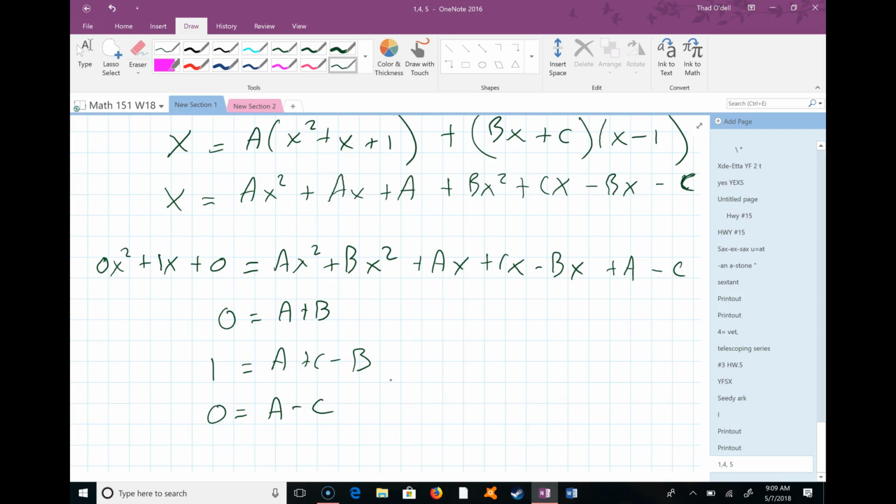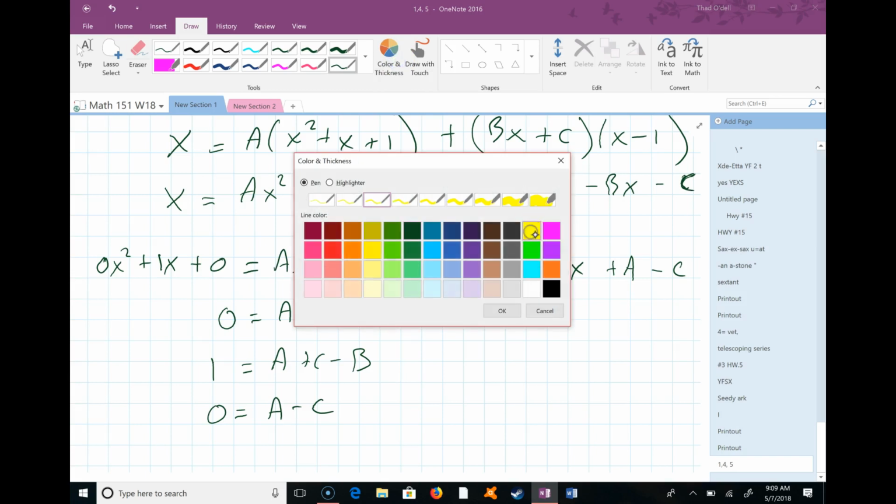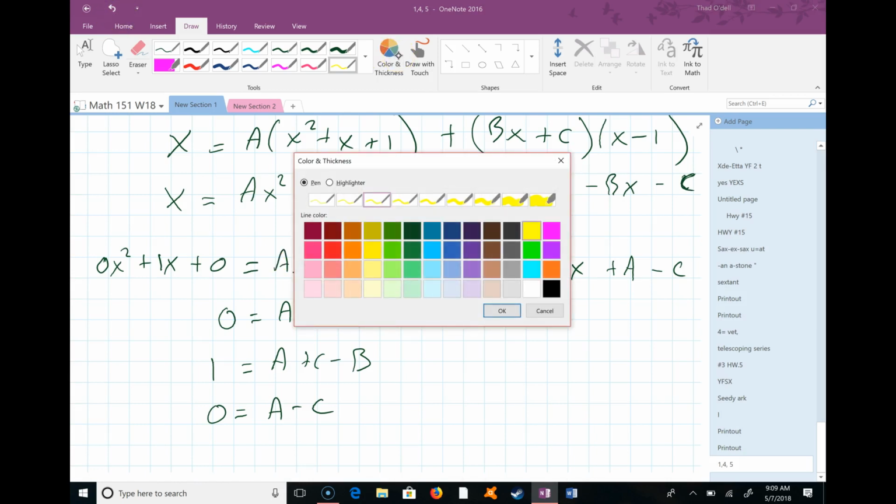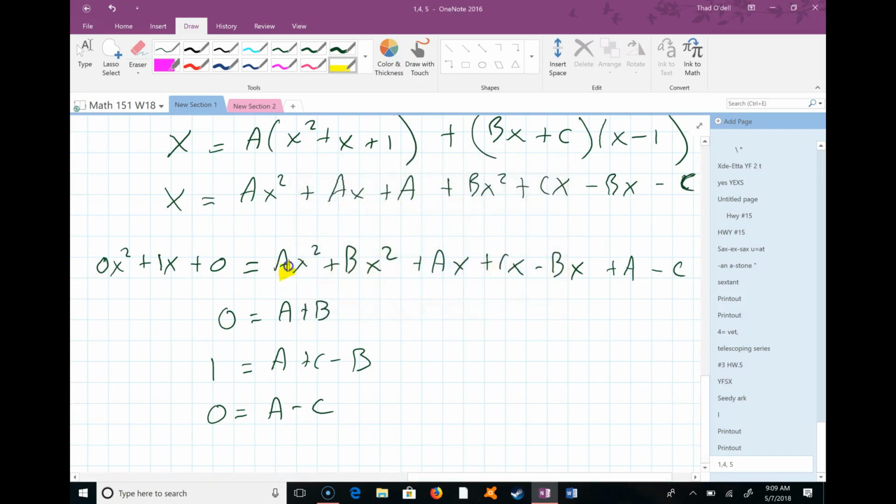Because I didn't have... on this side, well here, I'll highlight it. On this side, I have a daisy. I think there's an undo button. I outsmarted myself. On this side, I have an ax squared and a bx squared, which means I have to have an x squared on this side, right?